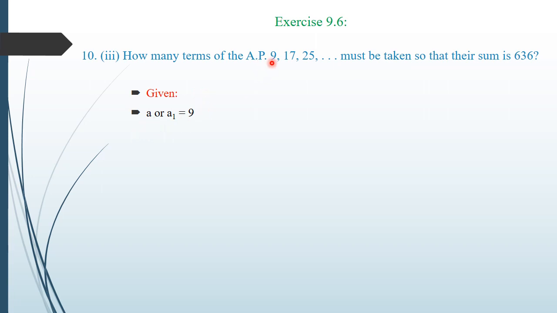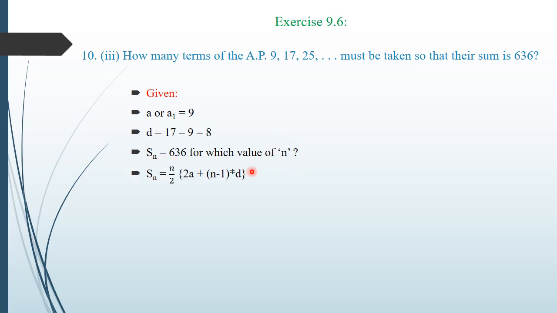We are given the first term, that is a or a1 is equal to 9 here. Then common difference d we can calculate as a2 minus a1, that is 17 minus 9 is equal to 8 here. Now we know that Sn is equal to 636, but we need to calculate for which value of n this Sn is 636. That is the question here. Applying the formula Sn equal to n by 2 into 2a plus n minus 1 into d.